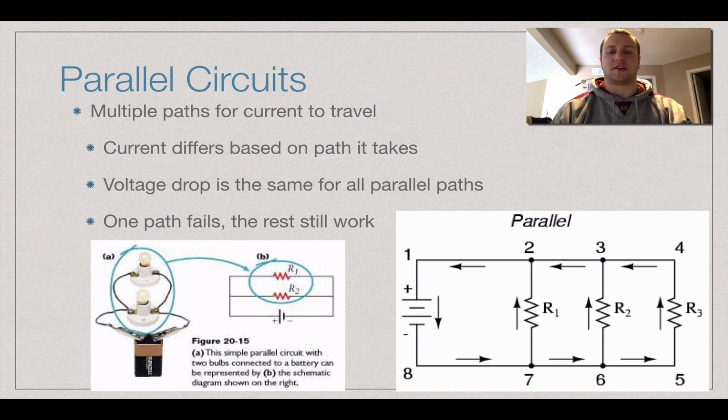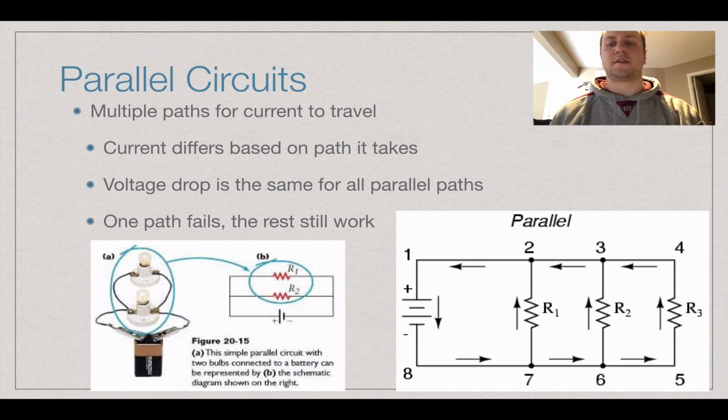What this demonstrates to us then, if you follow the arrows through that diagram, is that current is going to get to point 7, 6, and 5. It's going to get to what are called junctions. And at that junction, that current is going to split. This means that R1, R2, and R3 can and do have different amounts of current if their resistances are different.